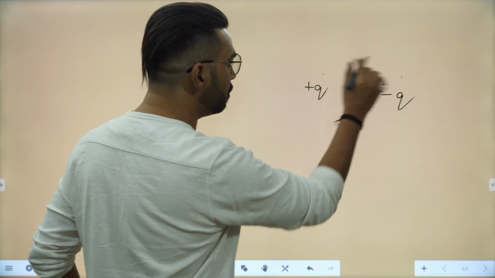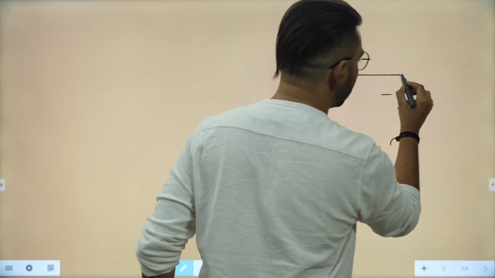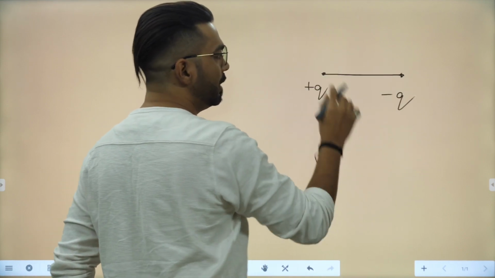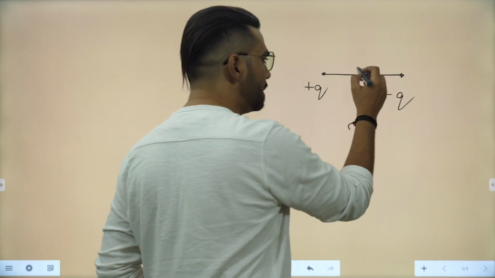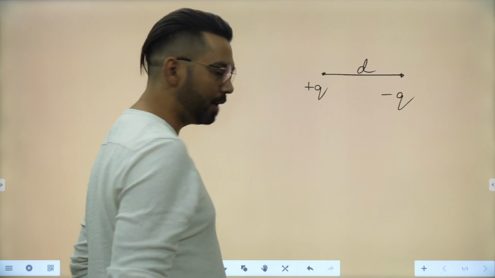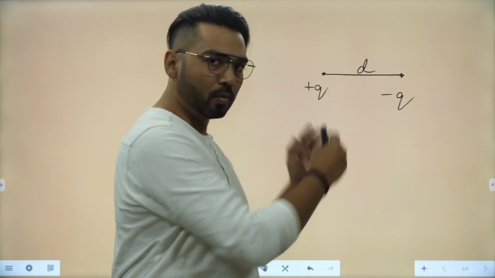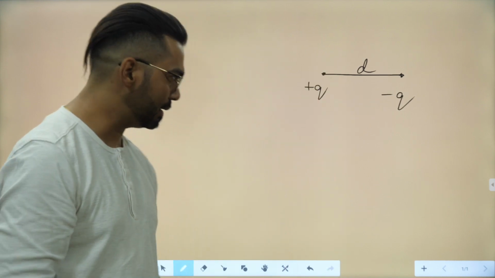Also, these two points are kept at a fixed distance like this. Let's call this distance d. Alright, so this is what an electric dipole is.